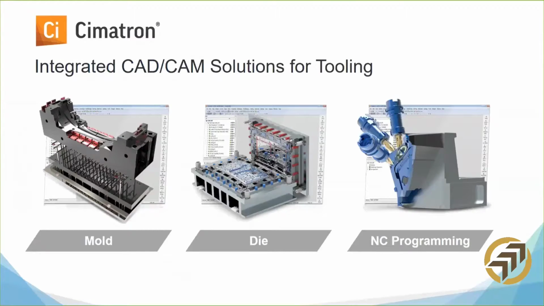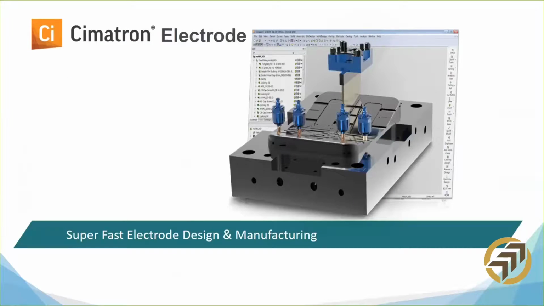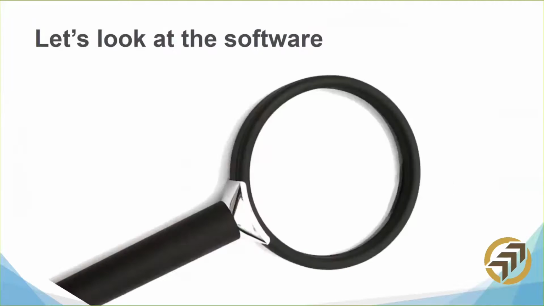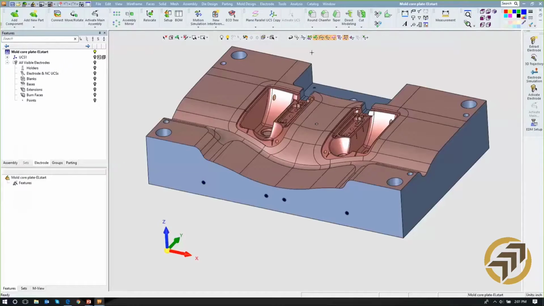A little bit about Cimatron. Cimatron has been around for many years and is a well-recognized design solution for molds and dies. It's also well known for its NC programming, so it's a very good niche for the tooling industry. Of course, one of the biggest focuses of mold building is the ability to create electrodes. So Cimatron has its own electrode package for design and manufacturing, which we'll highlight as we go through our presentation today. With that, let me toggle over and we'll start to take a look at the software here.